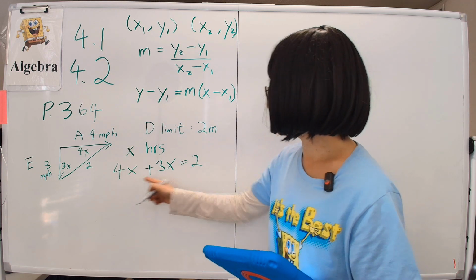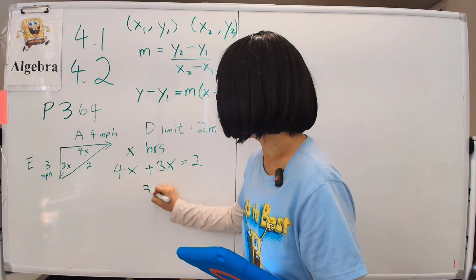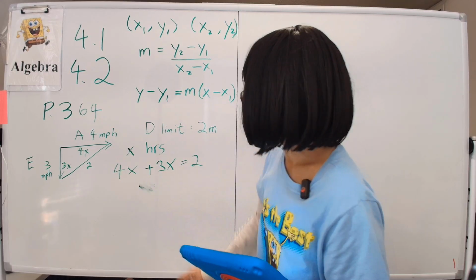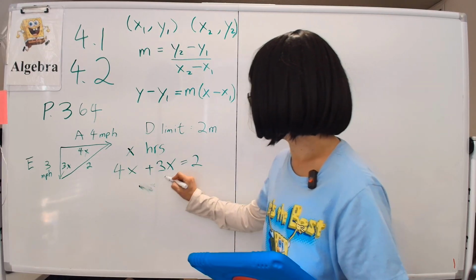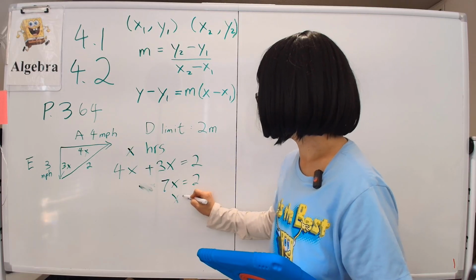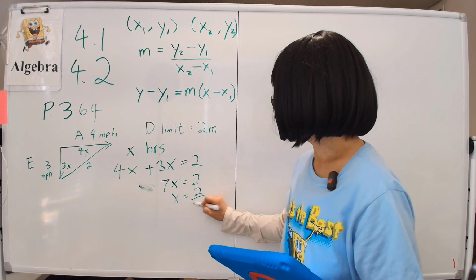Well, then we have 4 plus 3. That's 7x. Why do I have 3 there? I said 7. Okay, so 4 plus 3 is 7x equal to 2. So then x equals 2 over 7, that's hours.